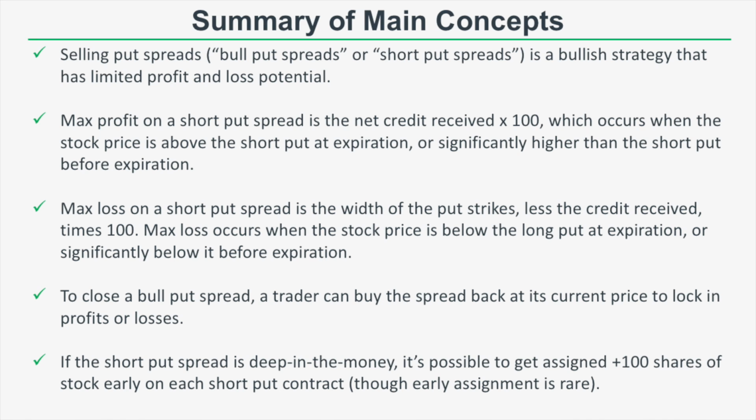Now lastly, since you do have a short option in a short put spread, you do have early assignment risk. Now if your short put is deep in the money and it has very little extrinsic value, you're at risk of being assigned 100 shares of stock per put contract that you are short. So just know that if your short put spread becomes deep in the money, you do have the potential to be assigned early on that short put. And that's only really going to happen if the short put has very little extrinsic value remaining.